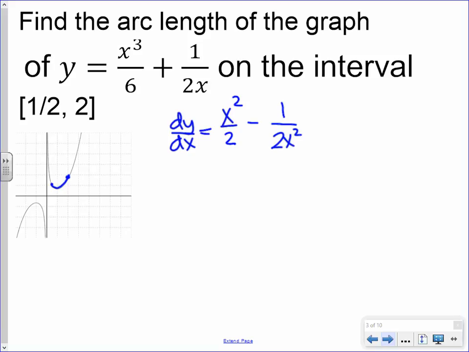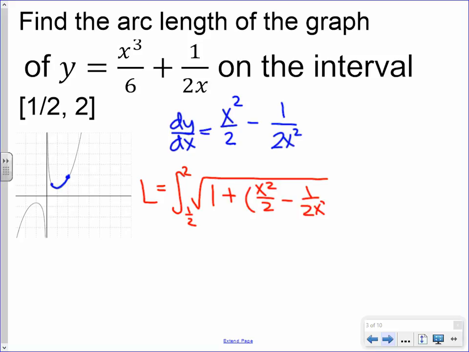All right. So now for our arc length, we have the integral from 1/2 to 2 of the square root of 1 plus x squared over 2 minus 1 over 2x squared, all squared, dx.